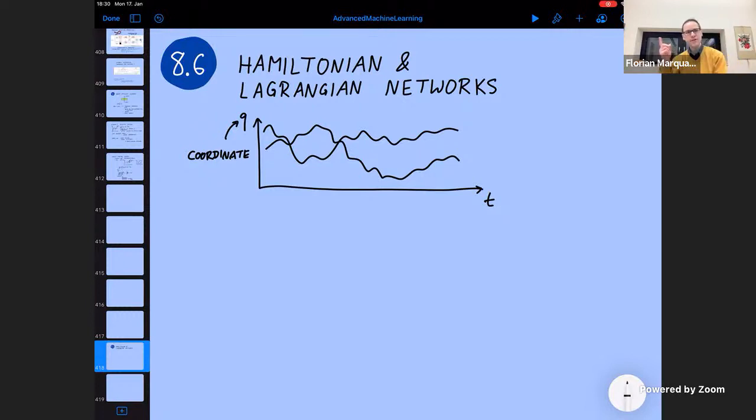So the most naive way you could proceed is to just say, oh, I have Newton's equation of motion, and the right-hand side is just a neural network. So for example, you could say this. You could say, I fit the observed acceleration to a neural network.